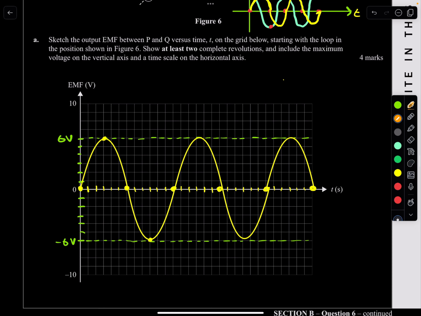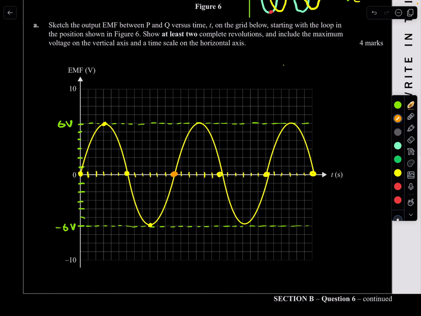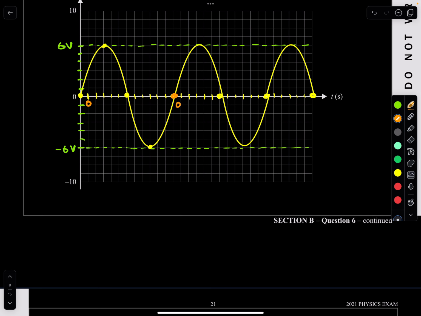And remember, we also want to, so we've done the max of volts and the vertical axis. We want to put the timescale. So this here is 1 complete revolution. So that's going to be 0 seconds. This is going to be 0.02 here.